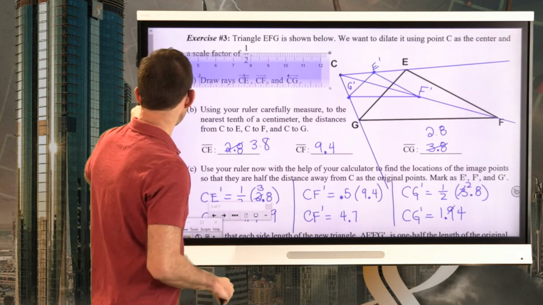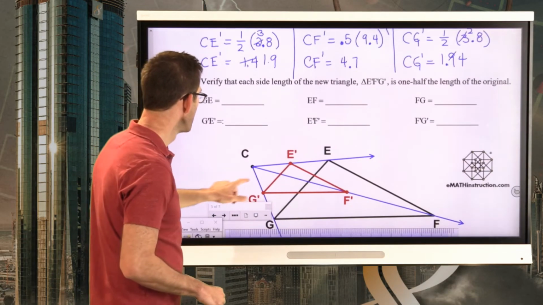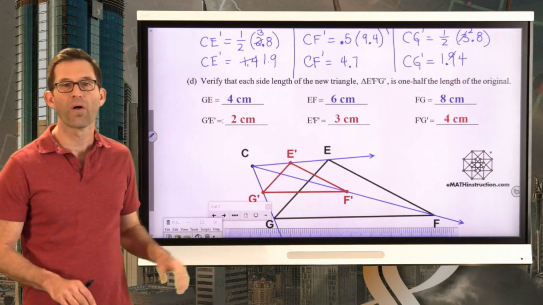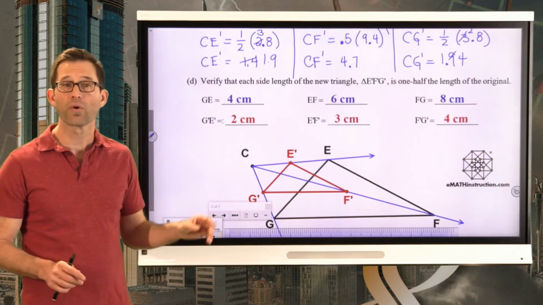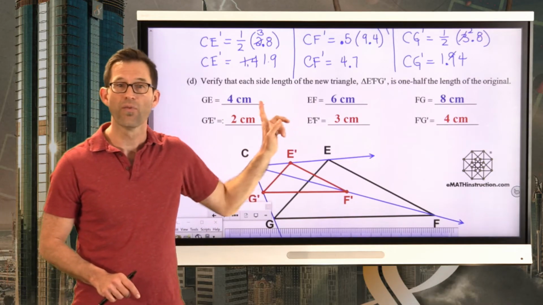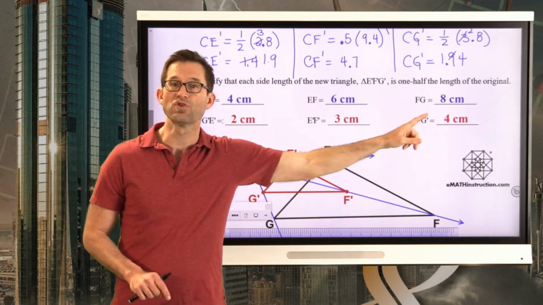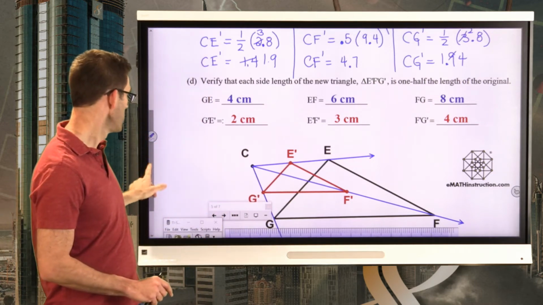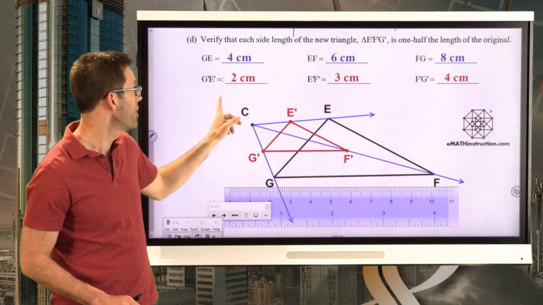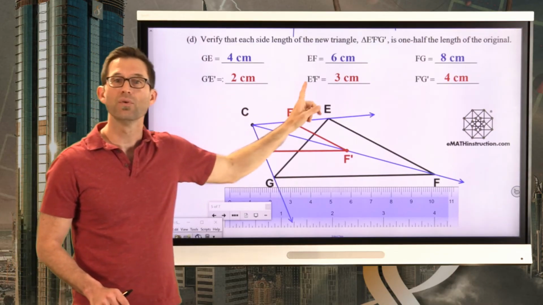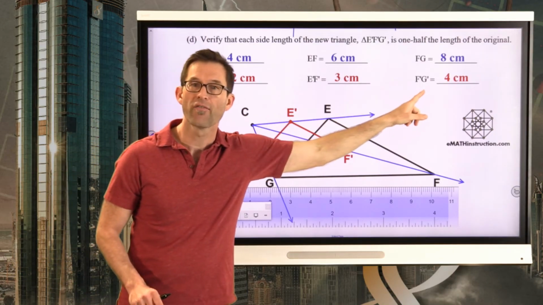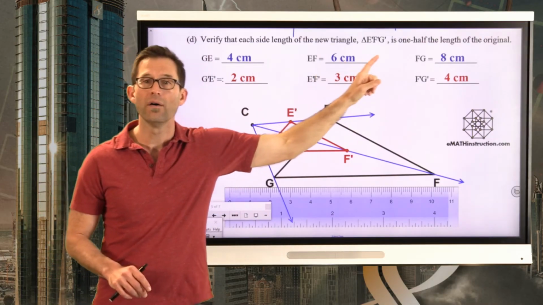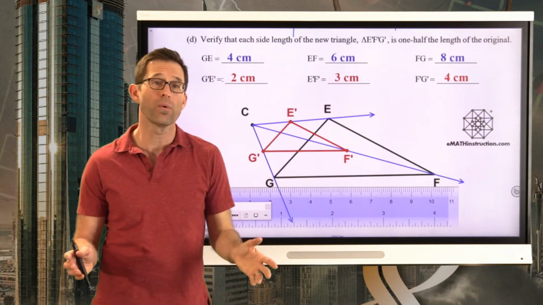All right, well, let's take a look at them. Right, there they are. So I'm gonna skip all that work, but if you measured them correctly, GE is 4, EF is 6, and FG is 8 centimeters. And then on the nice image triangle, G prime, E prime is 2, E prime, F prime is 3, F prime, G prime is 4, all of which are half of the original lengths. Exactly what we want, right?